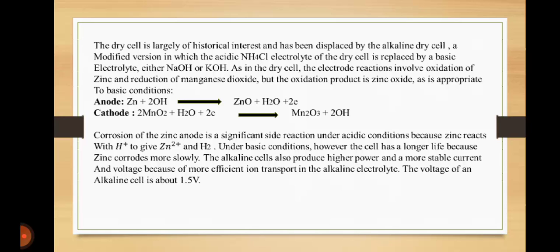Now, corrosion of the zinc anode is a significant side reaction under acidic conditions because zinc reacts with hydrogen ions to give Zn²⁺ and H2. Under basic conditions, however, the cell has a longer life because zinc corrodes more slowly. The alkaline cells also produce higher power and a more stable current and voltage because of more efficient ion transport in the alkaline electrolyte. The voltage of an alkaline cell is about 1.5 volts.